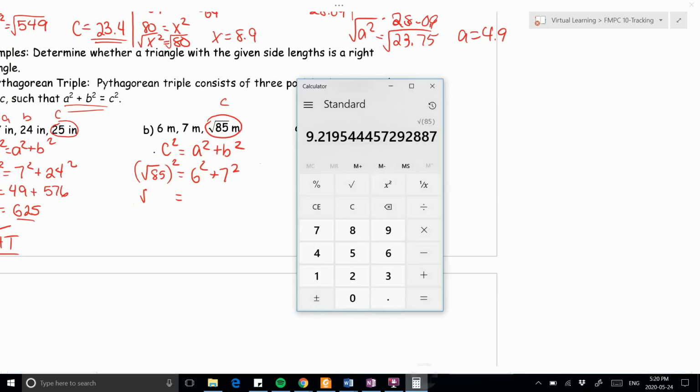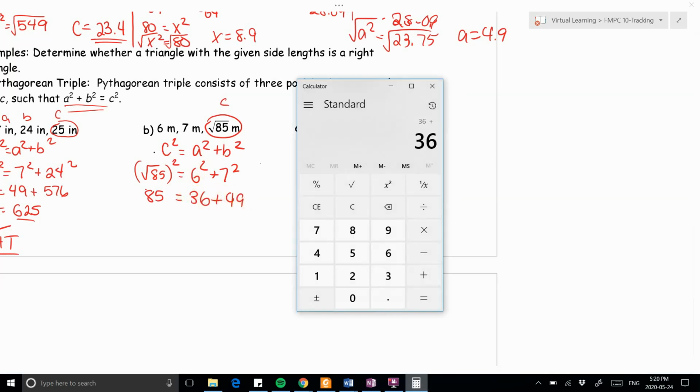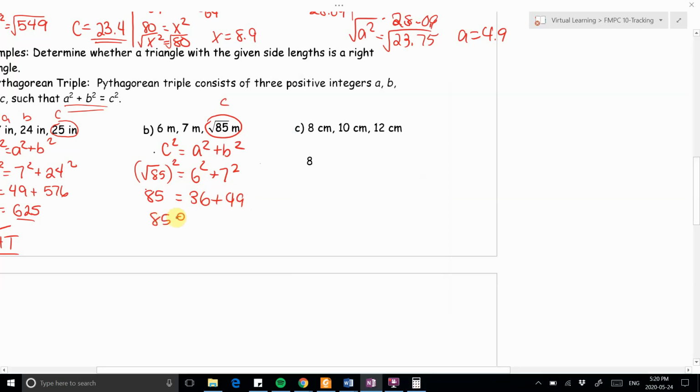So the square root of 85 squared is 85. Fun fact: a square and a square root will cancel each other out, and you'll get the number inside. 6 squared is 36, 7 squared is 49. So 36 plus 49 is 85. Because those numbers are the same, that means this is a right triangle.